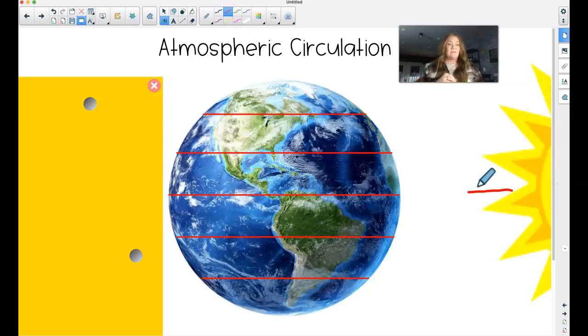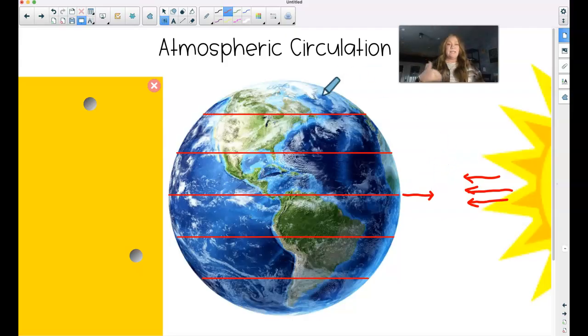So our heat source is the sun, and it's most directed at the equator. We have that direct sun here, and then it's more indirect at the poles. Because of that, the equator is getting heated up. So we know that hot air wants to rise, out away from the earth. It wants to rise up.